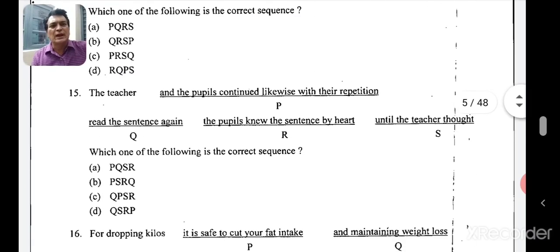The teacher and the pupils continued likewise with their repetition, read the sentence again. The pupils knew the sentence by heart until the teacher thought. The teacher, the pupils, R will not come. Leave it at that. Then Q will come. The teacher read, after subject and verb, the object should come. Yes, read. Probably it appears quite correct. The teacher read the sentence again. So Q, think over it. So think about C and D. The teacher read the sentence again. Then whether P will come or S. The teacher read the sentence again until the teacher thought.